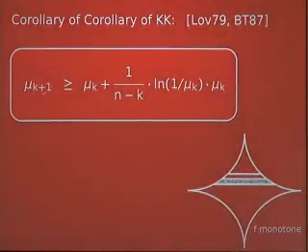It says that the density of a monotone function at level k+1 is bigger than the density at level k plus this amount. So how should you think about this amount? Basically, I want to tell you it's something like 1 over n.